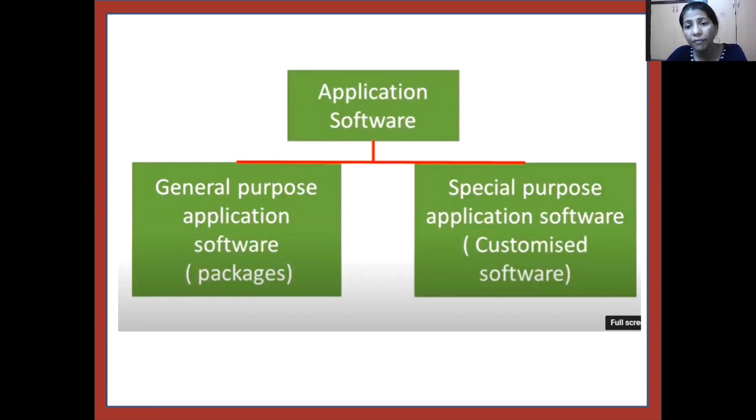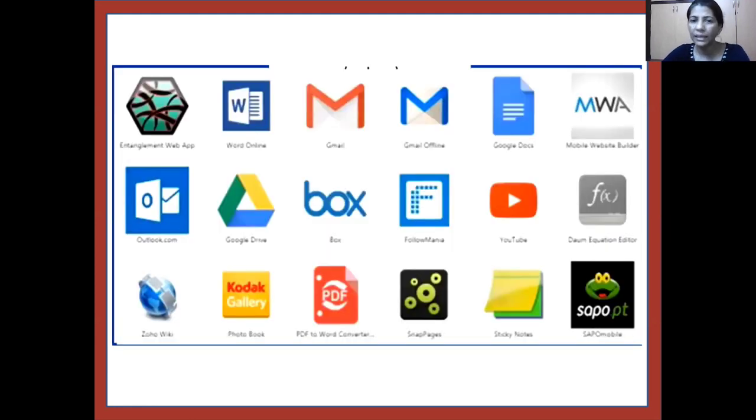But if I want to make special software for my purpose only, for my business purpose only, then we have to go for special purpose software. Now we are going to take a few more examples of general purpose application software. Here are pictures of a few general purpose application software. We'll see them one by one.